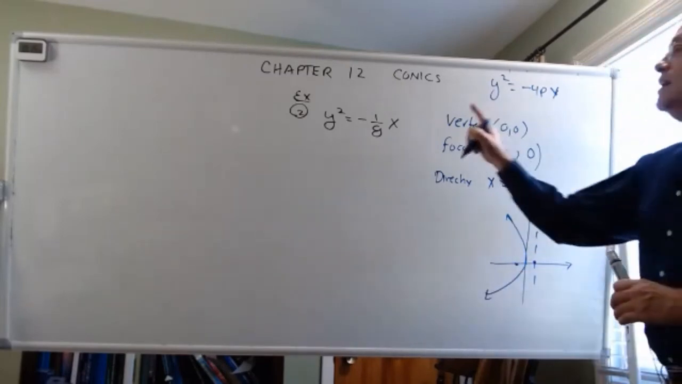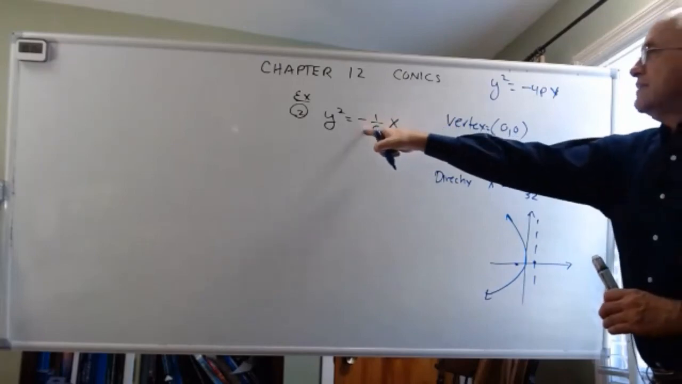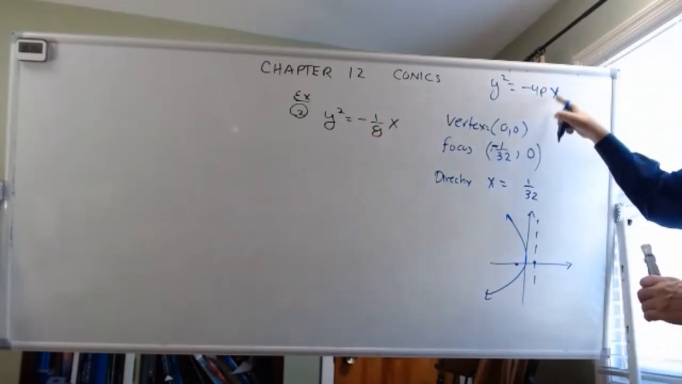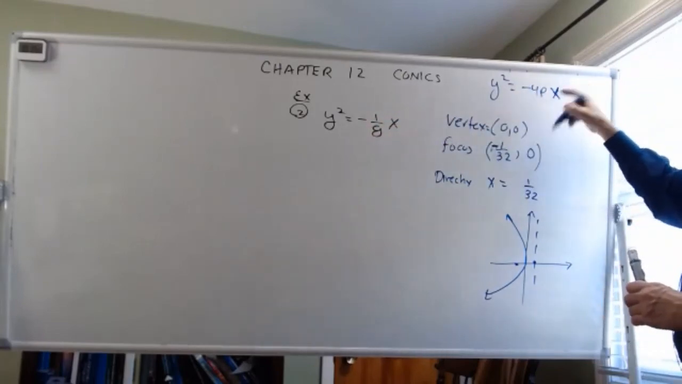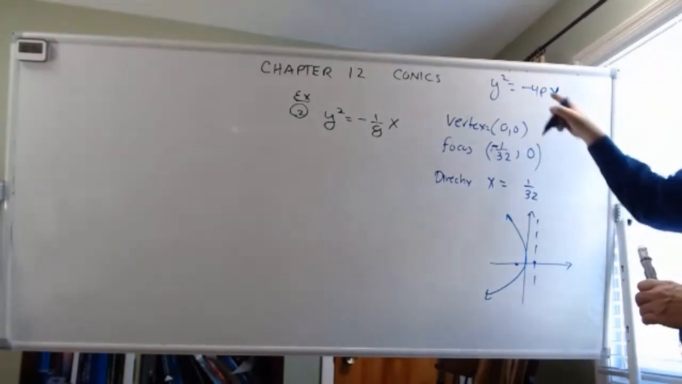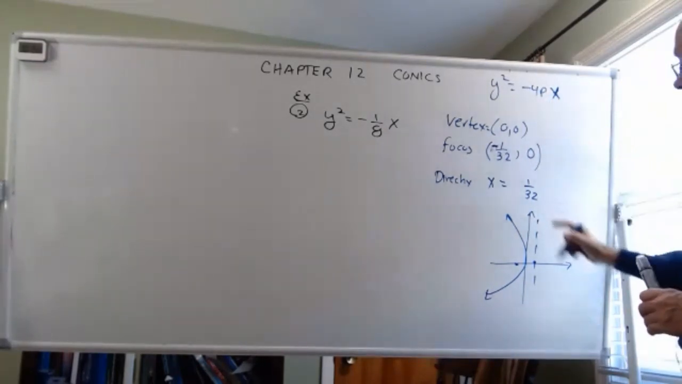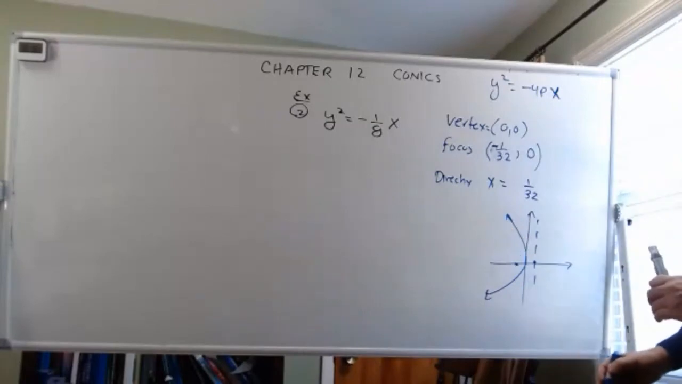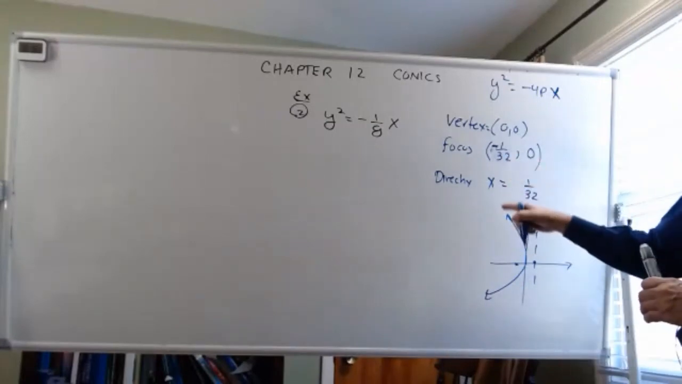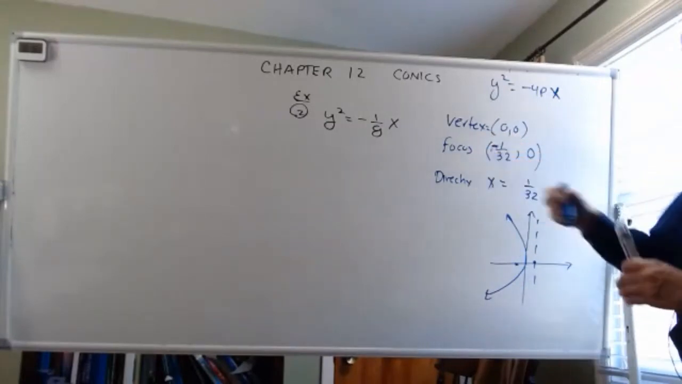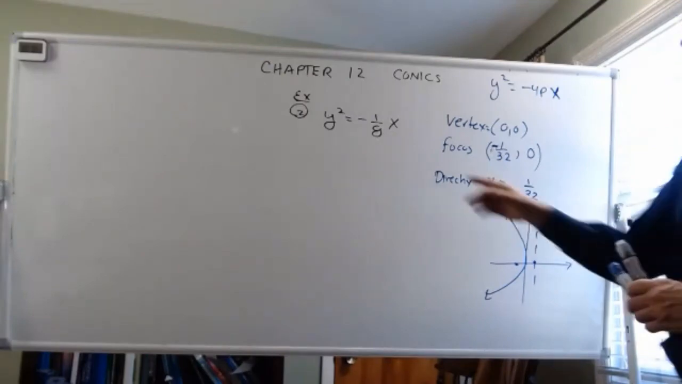When it's negative, I have to compare it to the standard equation for the negative value. That will open it to the left. Now, does anyone want to see how I got those values for the focus and the directrix? Anyone want to see how I found it?